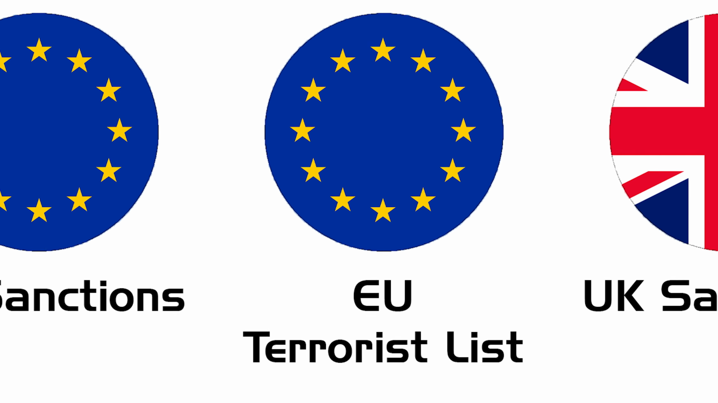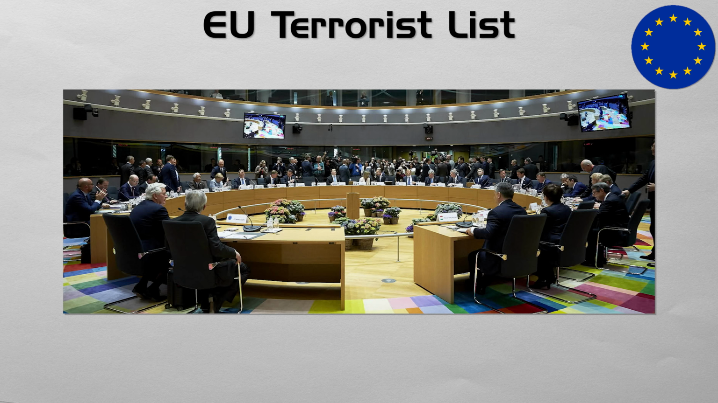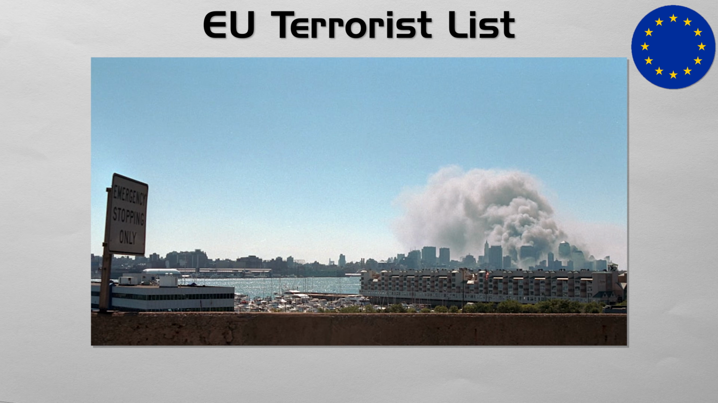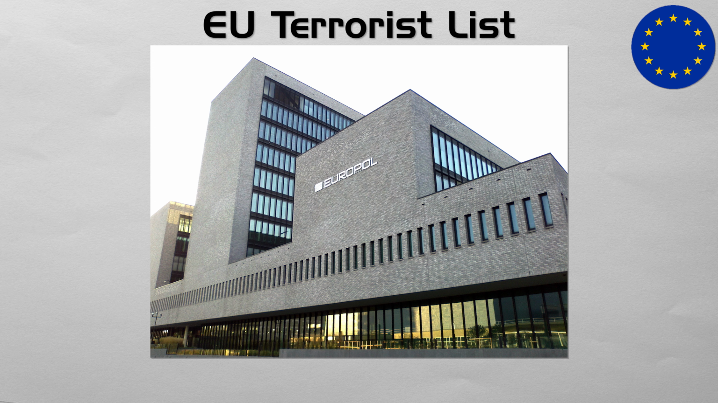EU Terrorist List. While the EU has a broad sanctions regime, it also maintains a specific and separate watch list for individuals, groups, and entities involved in terrorist acts. Created in the aftermath of the 9/11 attacks, this list is a key part of the Union's common foreign and security policy. A designation on this list triggers not only the freezing of all financial assets across the EU, but also mandates enhanced police and judicial cooperation among member states regarding the listed persons or groups.